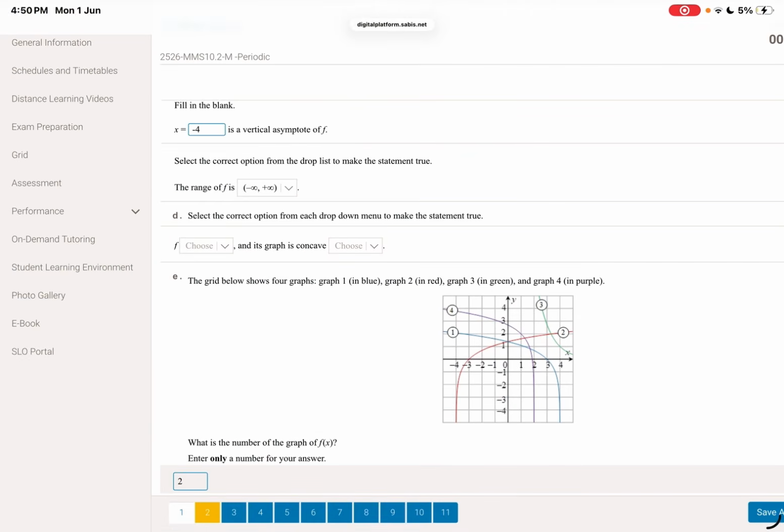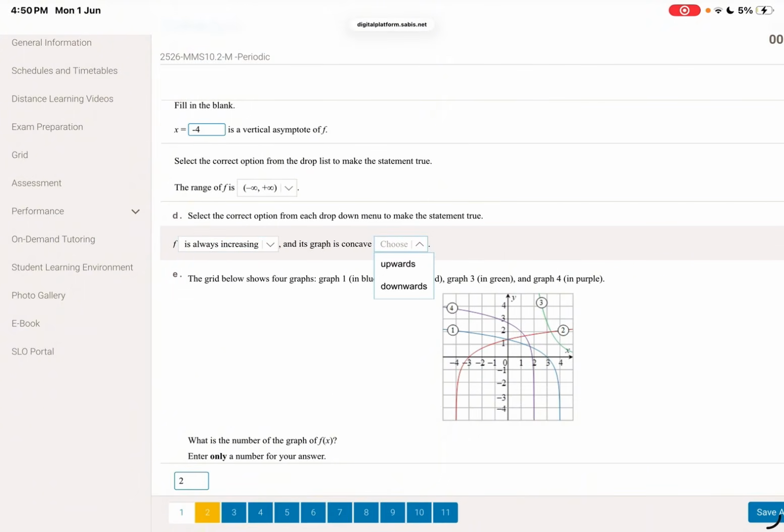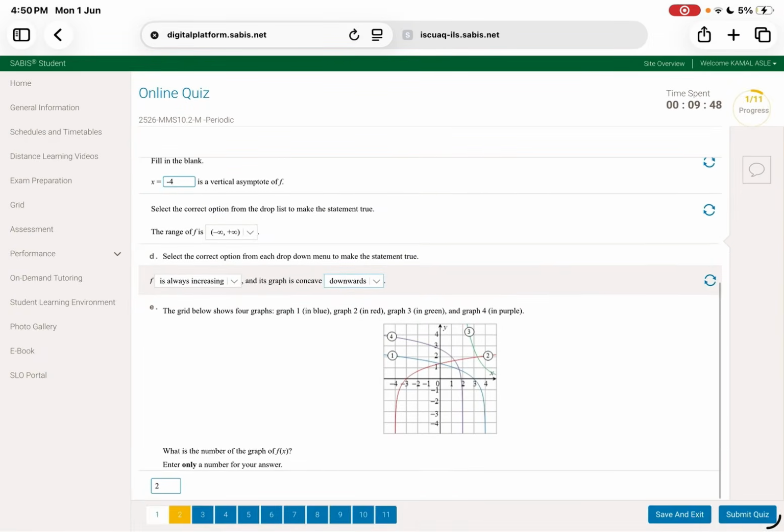And here, since it's like this, it's always increasing. As you can see, it's increasing from down to up. And it concaves downwards, because it's going down. And it's increasing because it goes from negative to positive infinity. And here it's downwards. Okay, that's number 2.